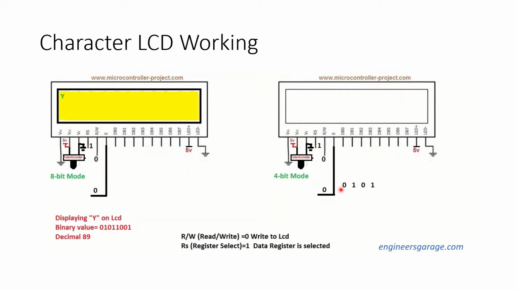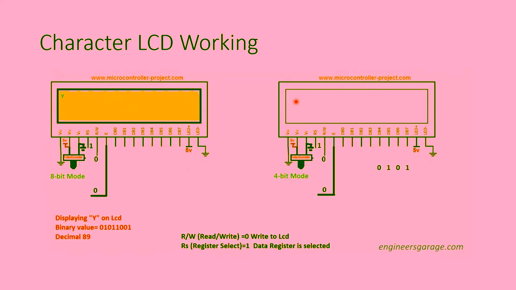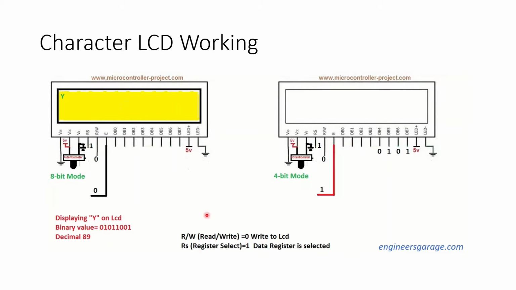So these are just basics. The intent of this course is not to explain the working of the character LCD, just to cover the basics. Next, for read and write, it is 0 to write to the LCD and 1 to read. Hence we will pull down this read or write pin. Register select is 1 for the data register, and 0 to write a command onto the LCD.